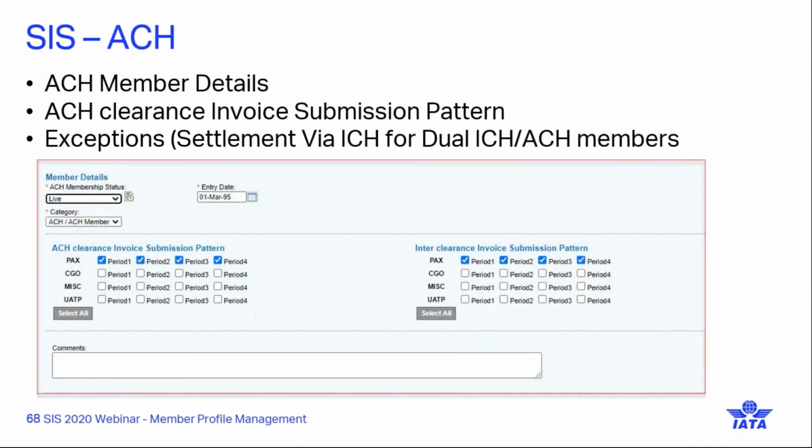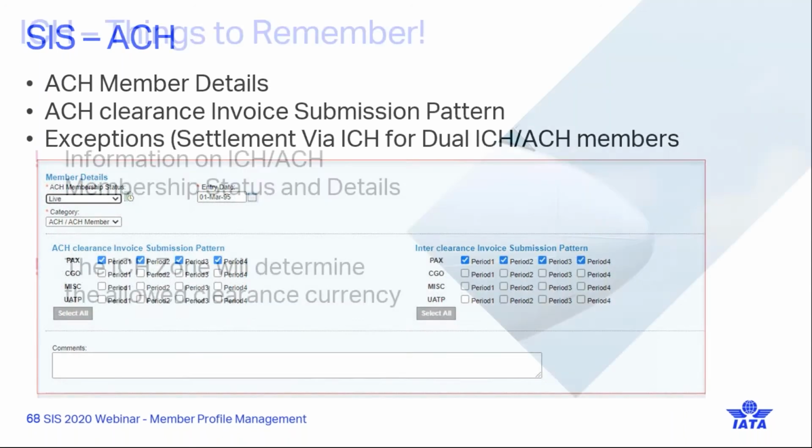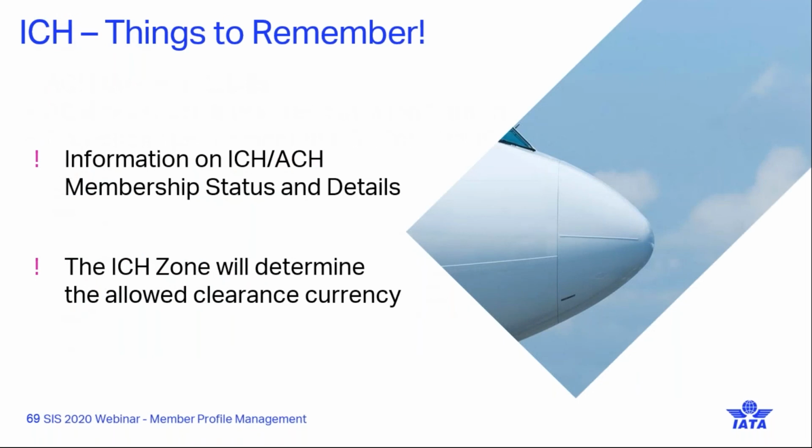Finally, the last tab is ACH, and you will see the same information: the ACH member details, ACH clearance, and exceptions. It is important to remember, as said before, that these tabs are informational only, and you can see your membership status and details. As a kind reminder, it is also important that you know the ICH zone that you are participating in if you are live in ICH, because this will determine the allowed clearance currency, and the application of the ICH zone rules can additionally be found in the corresponding IS record structure.